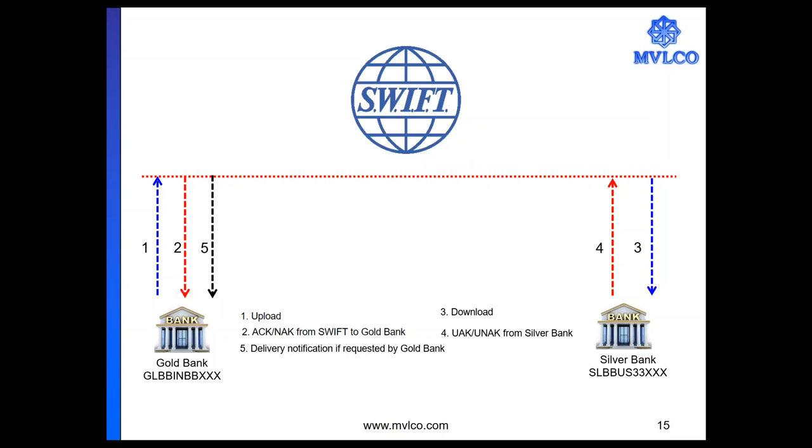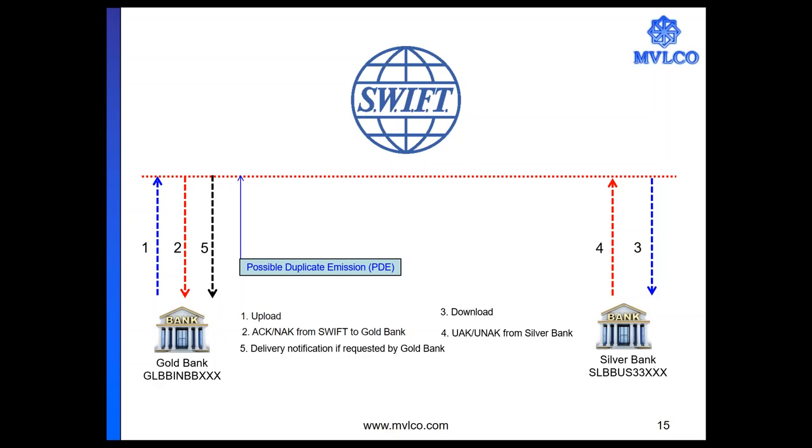Now, sometimes it may so happen that when Gold Bank uploads the message at step number 1 in the Swift network, it is unable to get the ACK or a NAK. It does not know the status. It does not know the fate of that particular message. In that case, we will now resend that message with a flag called possible duplicate emission. So if you do not receive an acknowledgement of a FIN message within the timeout period, usually 15 minutes, then you must resend that message to the Swift mechanism by using the possible duplicate emission trailer.